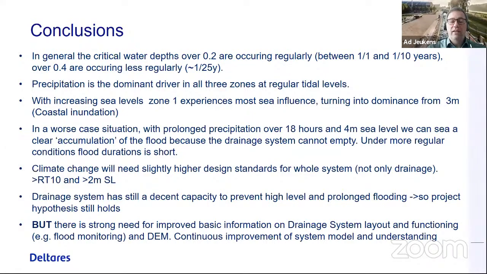But surprisingly, the drainage system is performing quite well until almost 2 to 3 meters sea level, which is almost 0.5 to 1.5 meters more than in the current situation. So there's quite some room still, or resilience, present in the system itself.